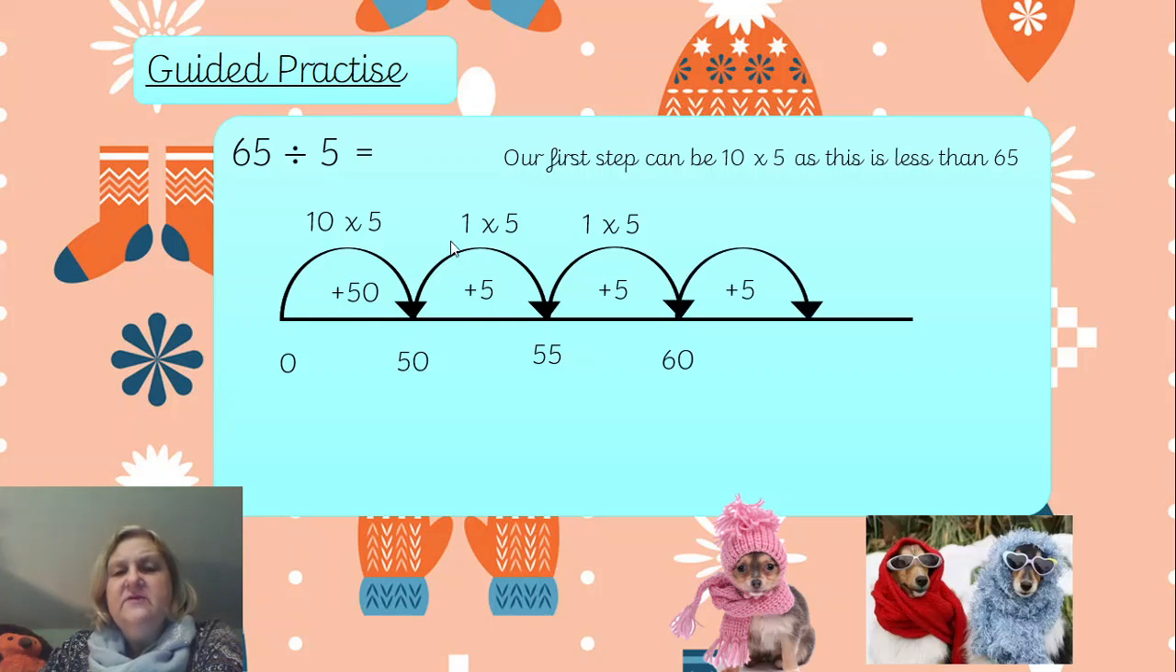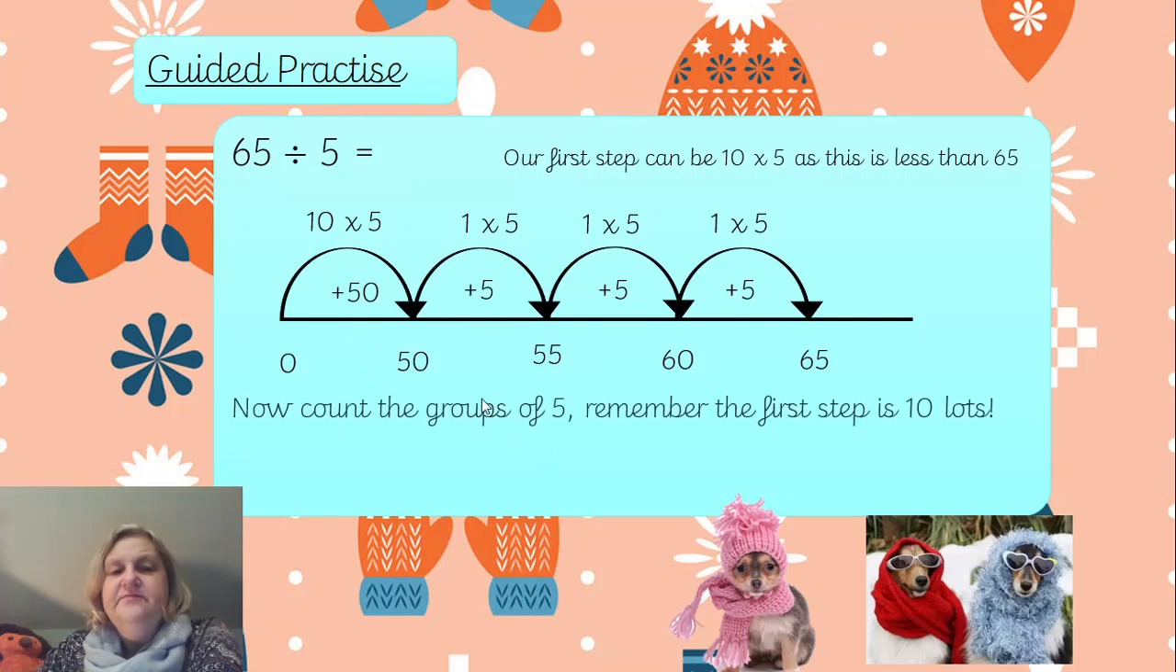Add another 1. I've got to check back here, not going too far, because that's another one that we can do. Don't just get carried away and keep going, going, going. And you can see all these jumps are the same size. Add on another lot of 5, and I've got to stop there. 65. Right, let's count them.